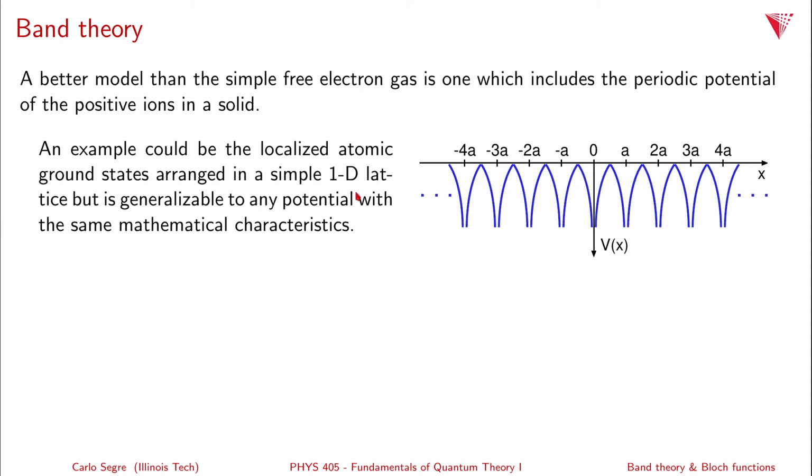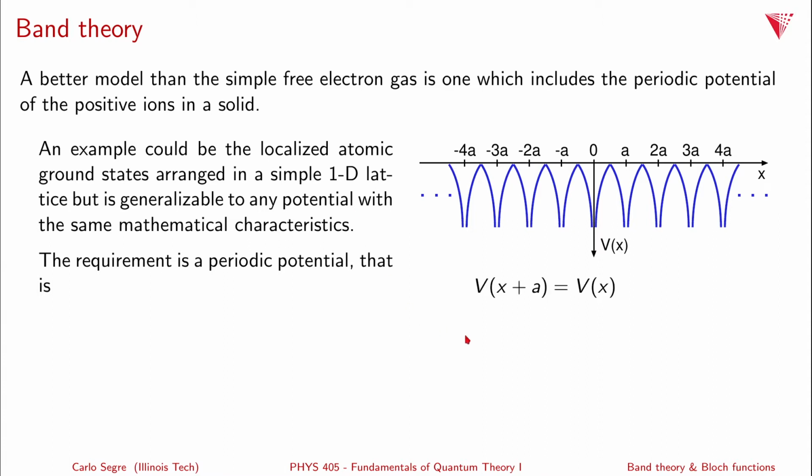But this is a simple one-dimensional lattice that has a specific potential, but it doesn't have to be this potential. Any potential can be treated exactly in the same way mathematically. So the only requirement you have is that the potential be periodic. That is, V of x plus a is identical to V of x. So if I look at any point here at x, when I add a over here, I'll have the same value of the potential.